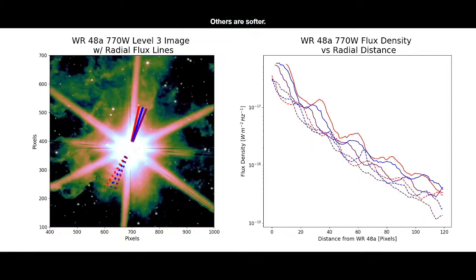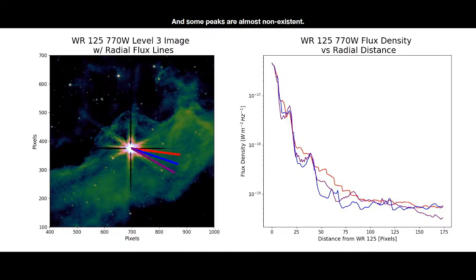So I did that for all of the stars, and some of them are much softer. So like 48A has a much softer curve. These peaks are not as defined just because of its orbit. And then with certain stars like 125, in certain filters, it's just so faint that you can't see anything at all past like 25 pixels.